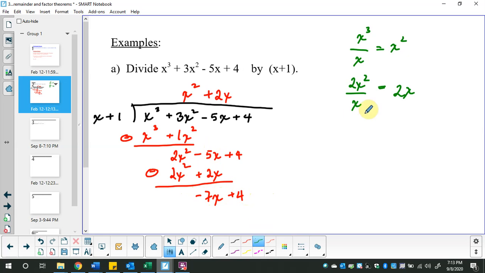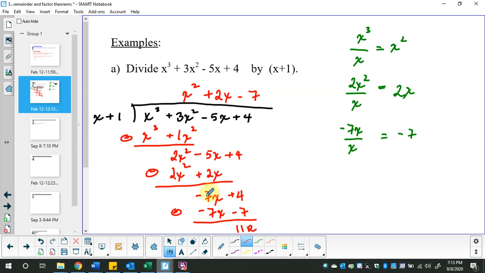So last thing to do, negative 7x, new dividend, divided by x. The x's will cancel out. We're left with negative 7, which goes into the quotient position. Multiply around, and very carefully, because of the negatives, subtract. So these subtract out. 4 minus negative 7 is 11 for the remainder.